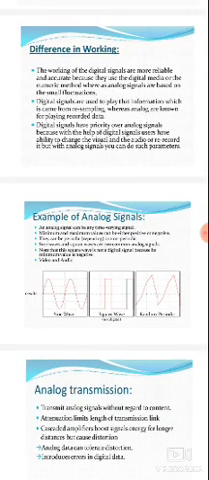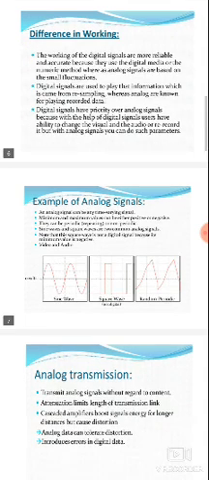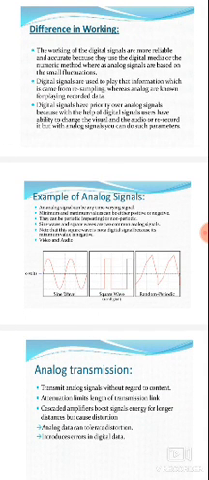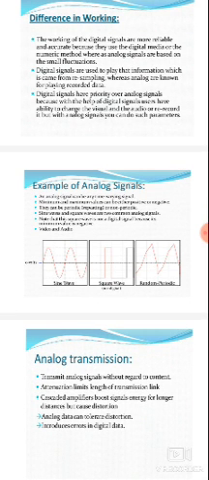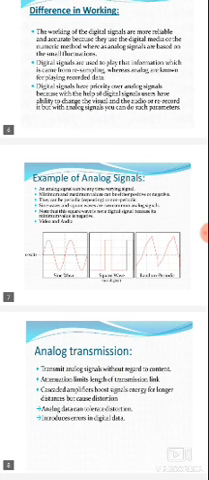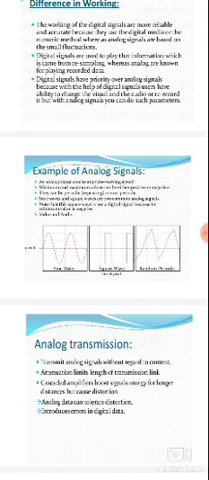Digital signals have priority over analog signals because with digital signals, users have the ability to change the visuals, the audio, or re-record it, but with analog signals you cannot change such parameters. So by using digital signals we can change visuals, audio, video, or re-record things.